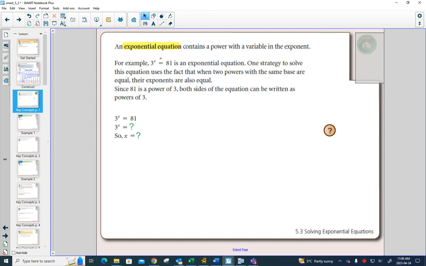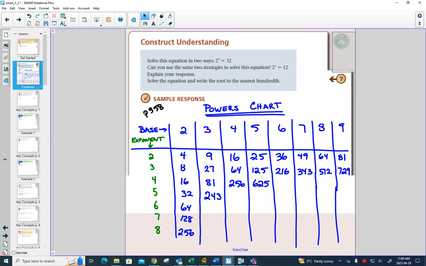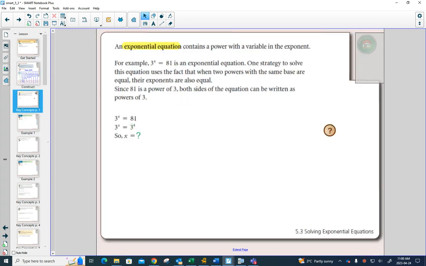go to your powers chart and say, is 81 a power of 3? So I go to my chart here in the column with the 3. Sure enough, 3 to the exponent of 4 is 81. So you could replace 81 with 3 to the 4. And then we're going to use a mathematical technique of observation. If 3 to the x equals 3 to the 4, what could x possibly be? It's 4. So that will be our strategy of using our powers chart to try to solve these equations.